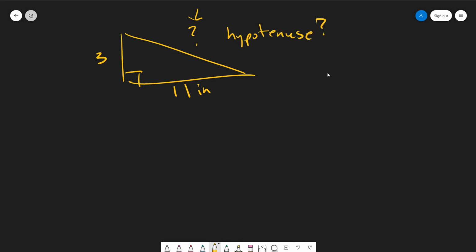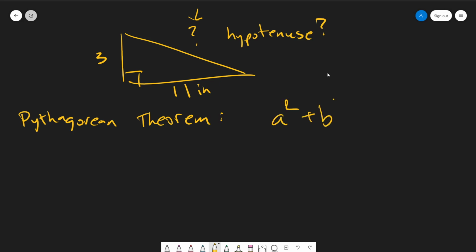We're going to use the Pythagorean theorem. The Pythagorean theorem is for solving for sides of triangles. But not just triangles, specifically right triangles. So it's going to be a squared plus b squared is equal to c squared. Let's clean that up a little bit. This is going to be used a lot. And how does this work? My a and b are my legs, and my c is always the hypotenuse.